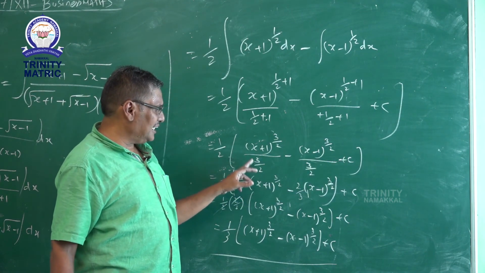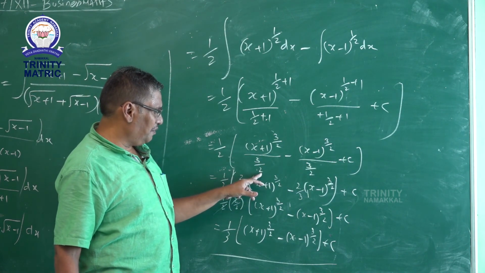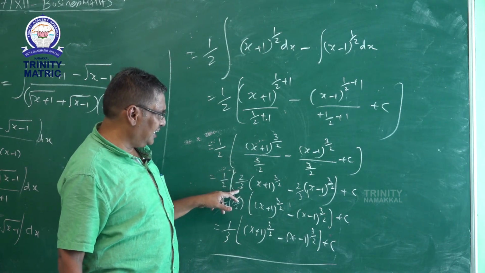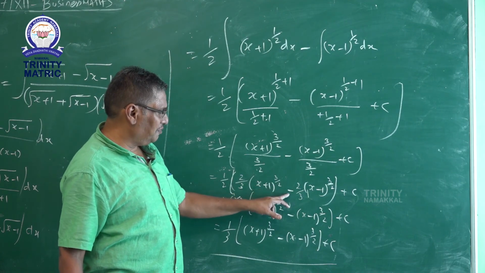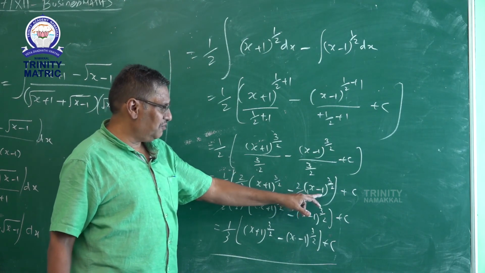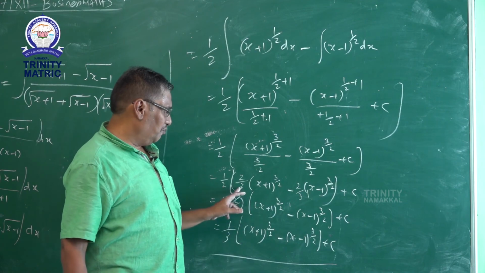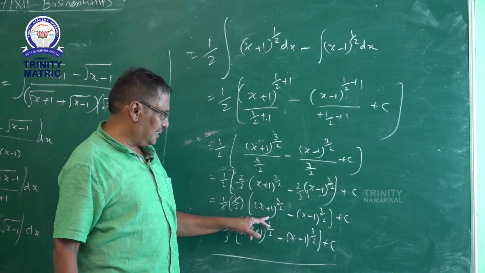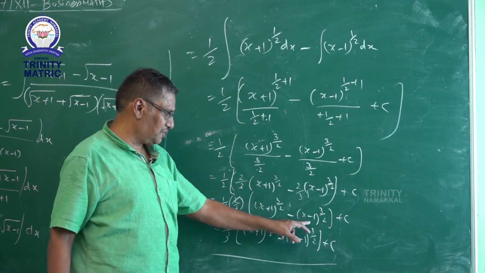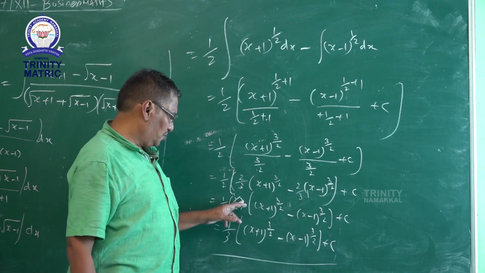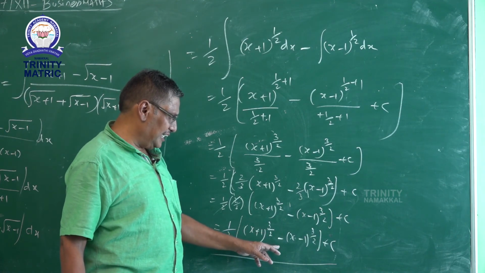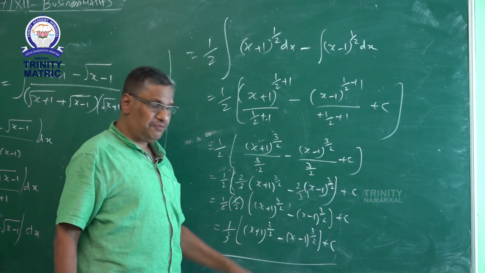3 by 2 in the denominator can be written as 2 by 3 in the numerator. So 2 by 3 (x plus 1) whole power 3 by 2 minus 2 by 3 (x minus 1) whole to the power of 3 by 2, plus c. Both are having 2 by 3, so taking 2 by 3 out, remaining (x plus 1) to the 3 by 2 minus (x minus 1) whole to the power of 3 by 2, plus c. So the 2 will be cancelled: 1 by 3 into (x plus 1) whole power 3 by 2 minus (x minus 1) whole power 3 by 2, plus c.